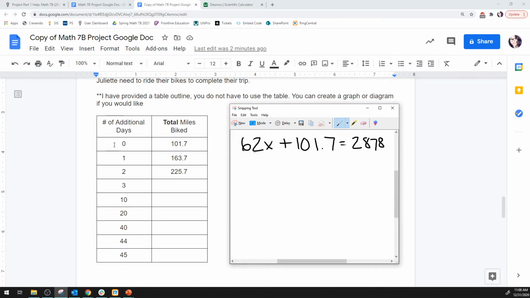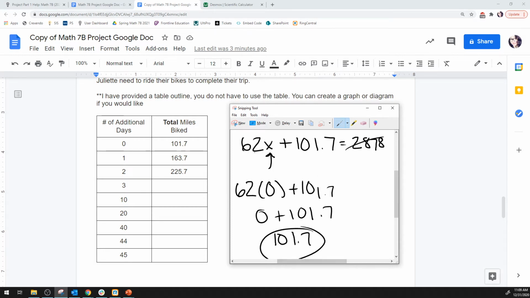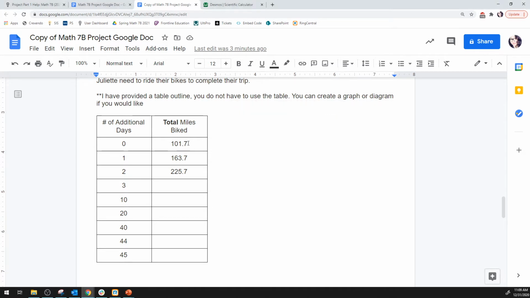So if I look at this first one here for 0, if I take 0 and replace that where x is here, I would have 62 times 0 plus 101.7. I'm going to leave off the end of the equation, I don't technically need that right now. And 62 times 0 is just going to be 0, plus 101.7, and that's going to give me 101.7. So that's how I got this over here.